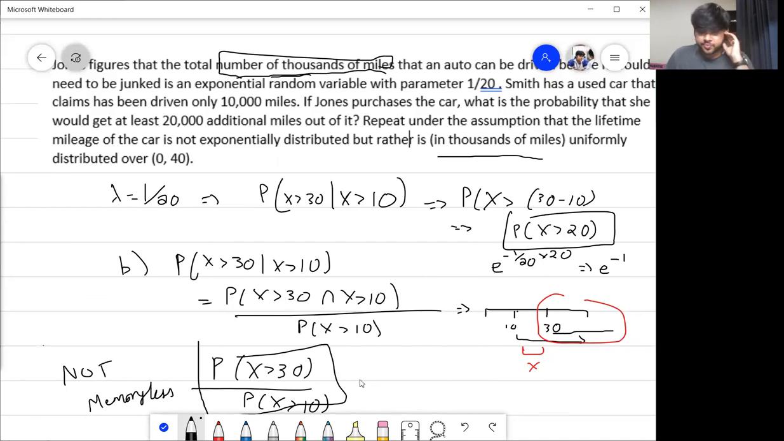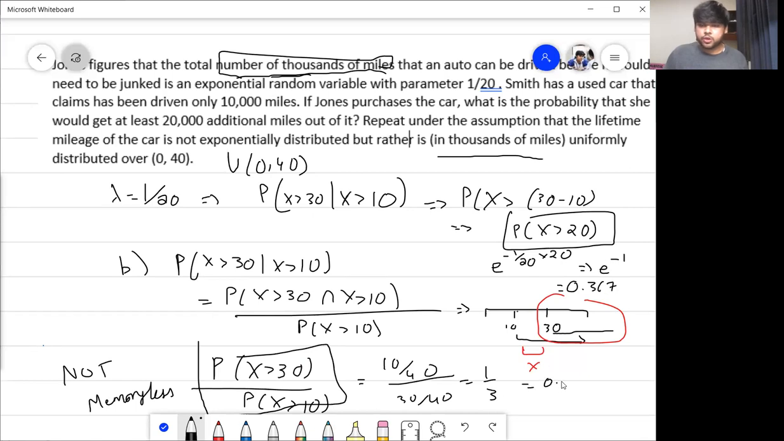So solving this, our range is uniformly distributed between 0 to 40, right? So between 30 and 40 there are 10 points. So 10 divided by 40 minus 0, that's 40. 10 upon 40, upon greater than 10, so that's like 30 points. So 30 divided by 40, so that is 1/3. Let me just confirm and see. Okay, so this is 0.33. What's e to the power minus 1? 0.367, and this was 0.33.